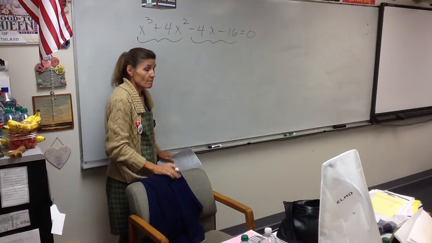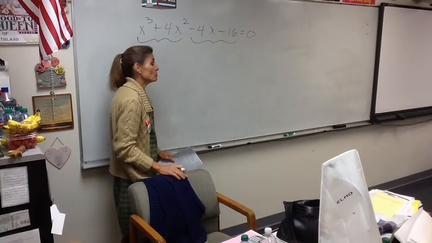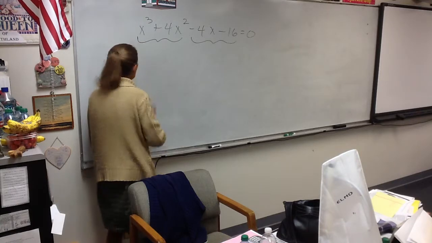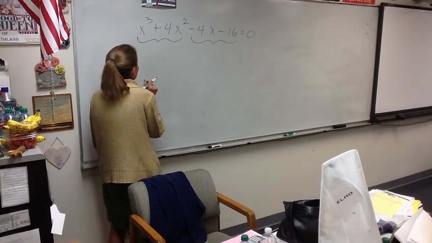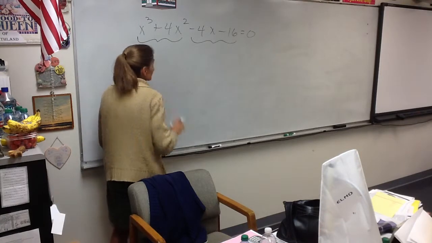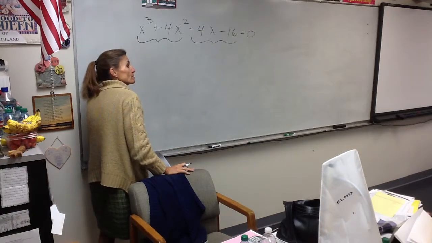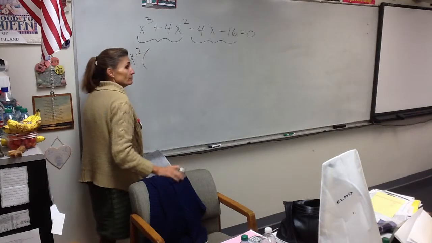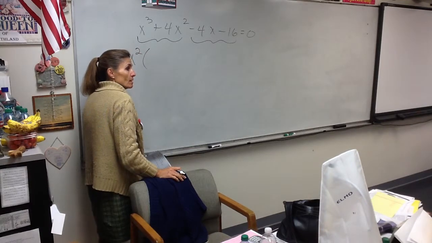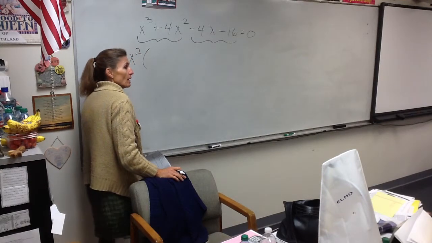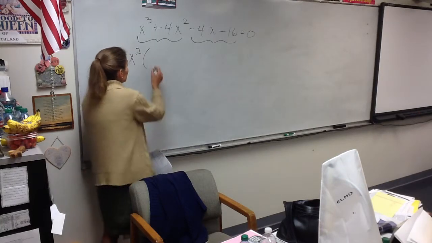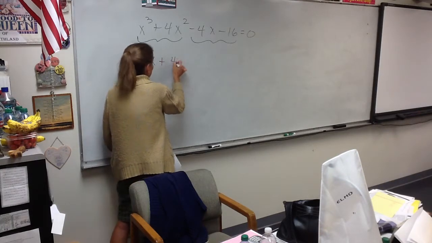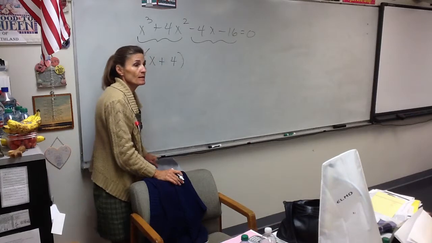We've done this before. We're going to take our first 2 terms, we're just going to look at just the first 2, and say, okay, what can come out of the first 2 terms? And the answer is out can come an x squared. What will be left if I pull out an x squared? X plus 4. Very nicely done.